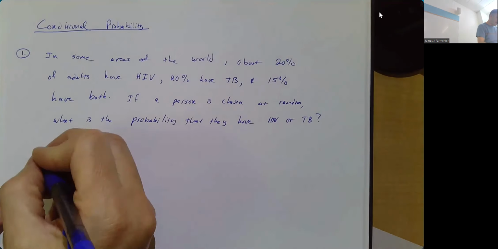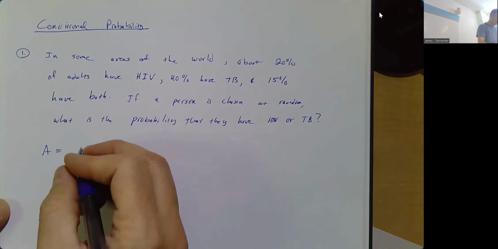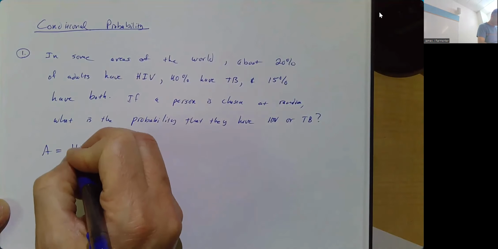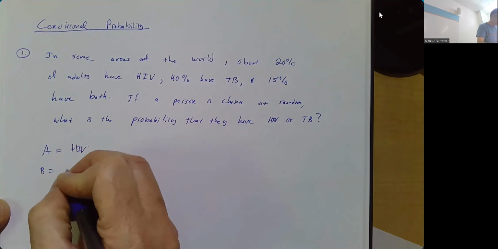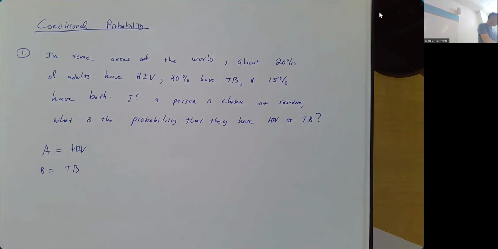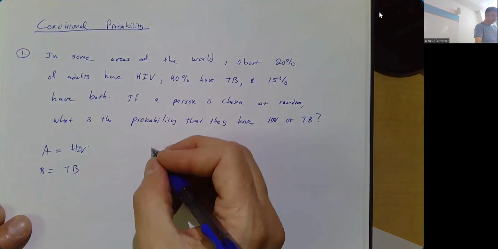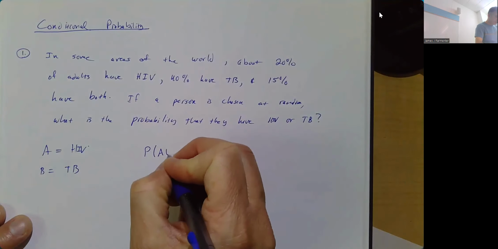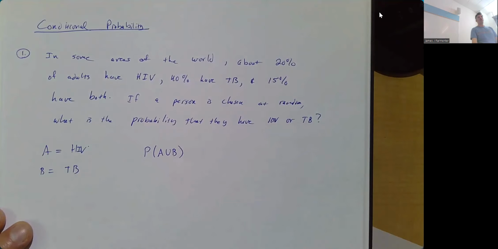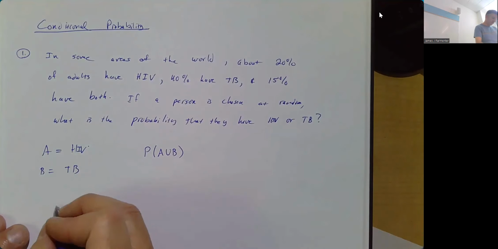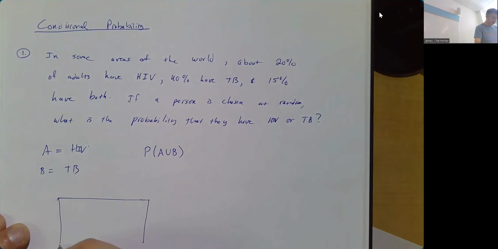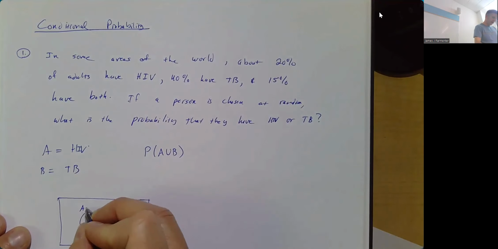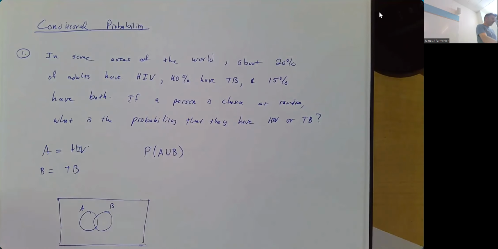So let's say that A is the event of having HIV and B is the event of having TB. So to find the probability of A union B, let's draw a little picture before we actually do it. We often draw a Venn diagram when we think about unions and intersections. If this is A and this is B, watch for a second. I want all of A.